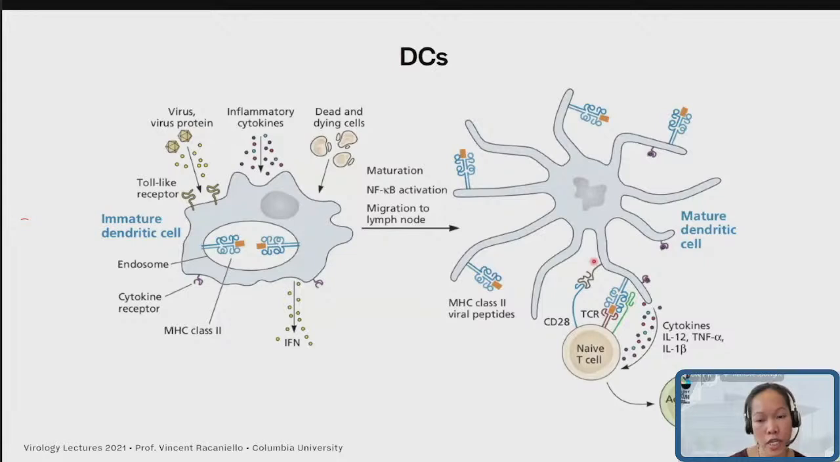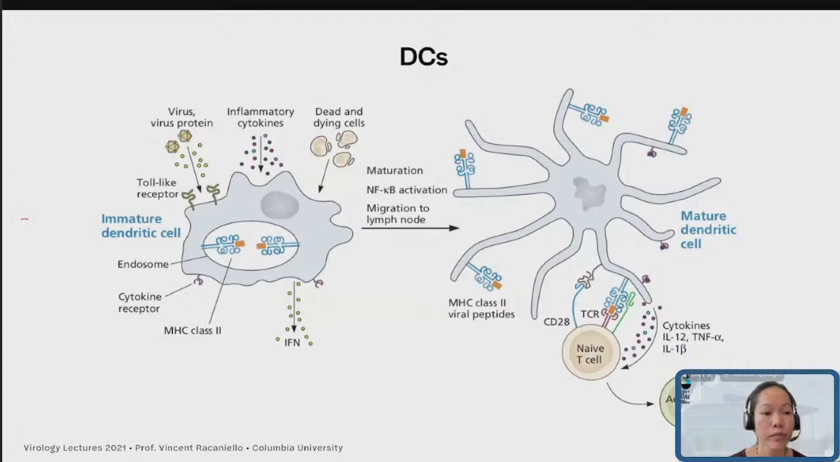Kapag nagkaroon ng conformational change, napresent na yung peptides of a particular pathogen. And then, kapag na-expose yun, ma-receive yun ng naive T cells, and the dendritic cells will also produce cytokines. And then these two will trigger the naive T cell, and mag-activate siya ng T cells, which will also trigger several other pathways.